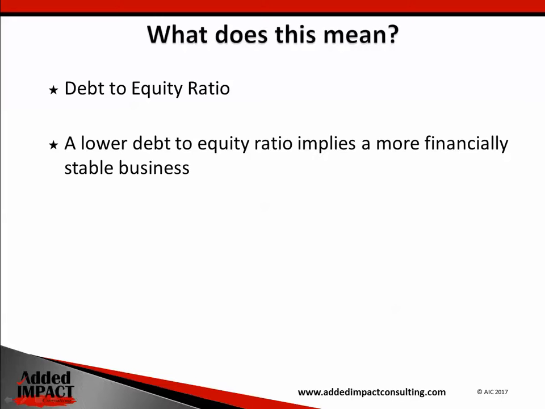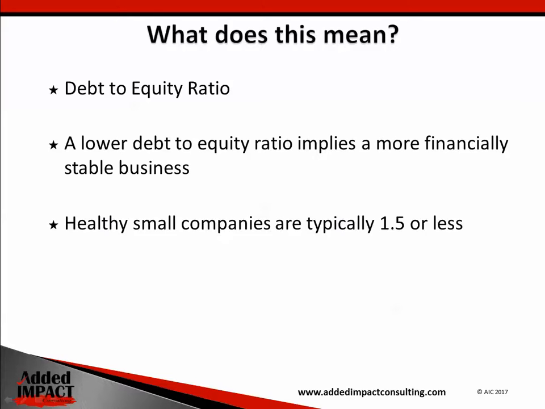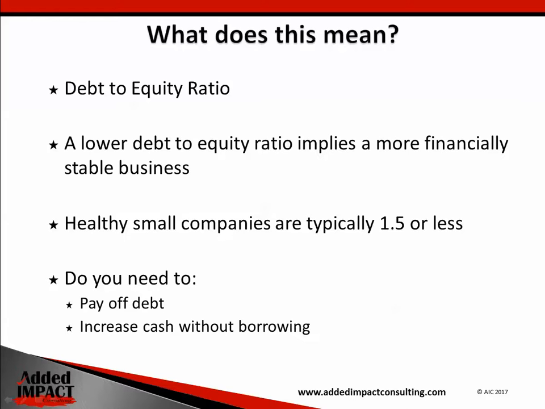A lower debt-to-equity ratio implies a more financially stable business. An average small company that is healthy will have a debt-to-equity ratio of 1.5 or less. Borrowing more money from the bank will put Rockcastle Construction's debt-to-equity ratio well over 2. Therefore, before they go back to the bank to request a loan, they should consider paying off existing debt or find a way to increase cash without borrowing. Next, we will look at the cash flow statement.